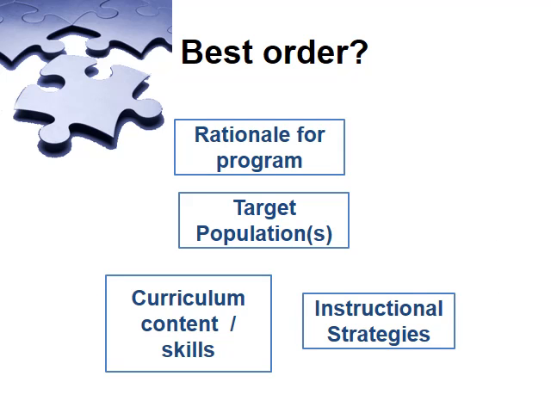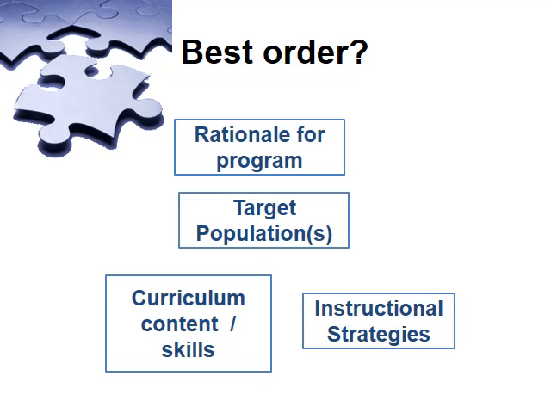The best order for organizing all of this, I tend to organize by the rationale for the program, then I discuss the population. And notice I put populations. You may have, for example, two populations. You may have some folks who are returning adults coming in with one set of characteristics, and you may have your traditional college-age students who will have a different set of characteristics. So you may have several target populations.